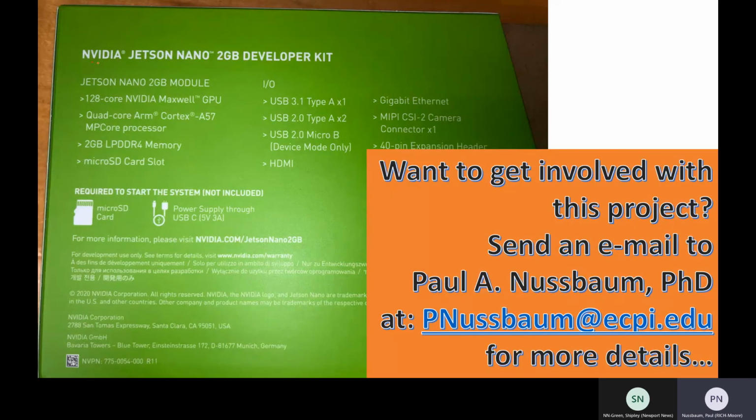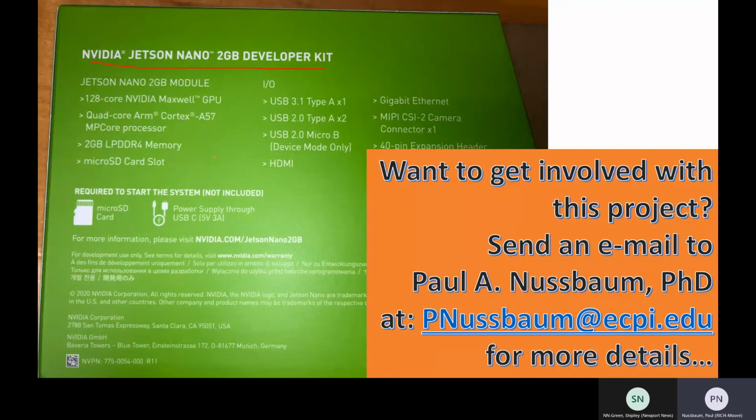So this is the Jetson Nano 2 GB developer kit. You can buy it on Amazon for under $100. So it's very, very affordable in terms of artificial intelligence. We'll be doing more with this project, so keep your eyes open there if you'd like to get involved in that.